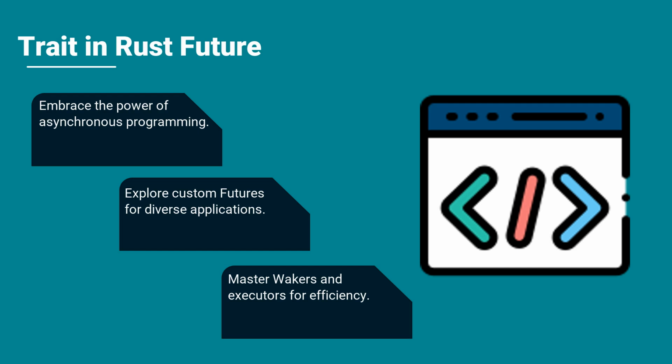As we wrap up this discussion on the Future trait, remember that it is a building block for crafting robust asynchronous applications in Rust. Implementing the Future trait empowers you to manage operations that will take time gracefully, allowing you to focus on building rich concurrent applications.